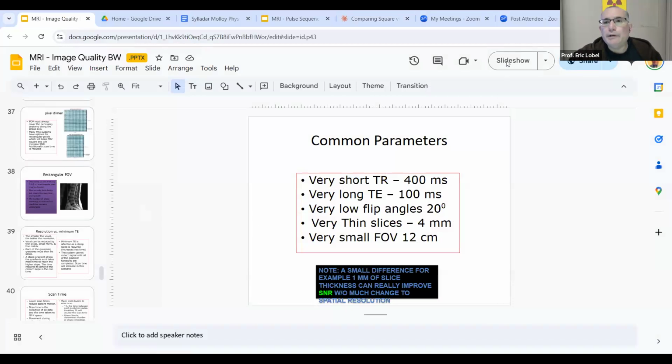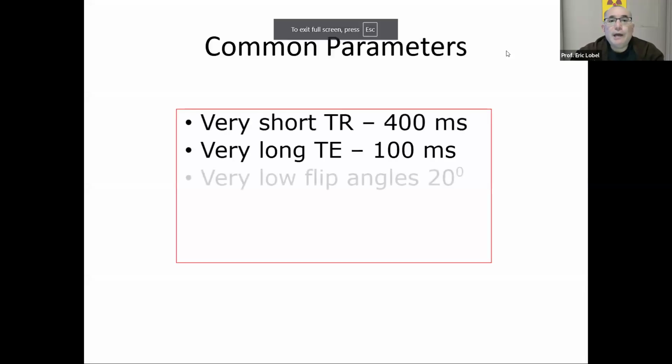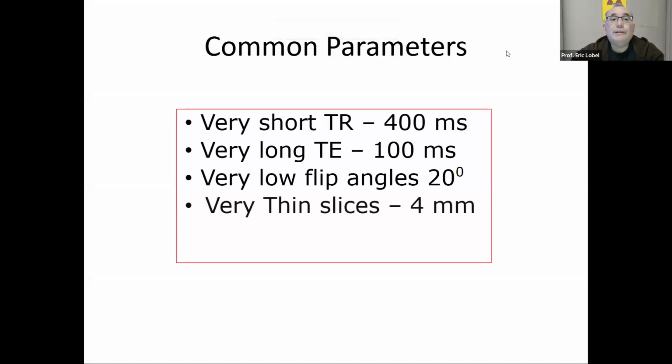So let me make this bigger. So we have some common parameters, right? A short TR is around 400. Remember, TR is from your 90 excitation pulse. Well, it doesn't have to be 90. It's from your excitation pulse to your next excitation pulse.